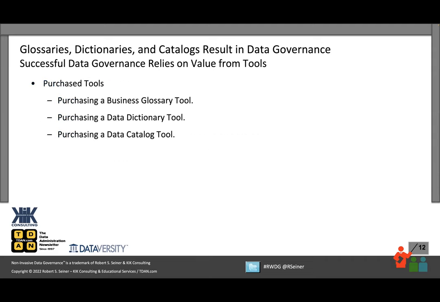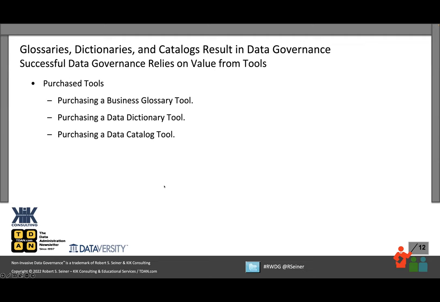So let's look at the purchase tool. Are you going to go out and buy a business glossary? Are you going to go out and buy a data dictionary? Chances are you probably have some of these things already being developed within your organization. You may not have developed your own data catalog. So at some point you're going to be thinking that, okay, we're going to want to store information that's appropriate for the glossary and the dictionary within our catalog tool.